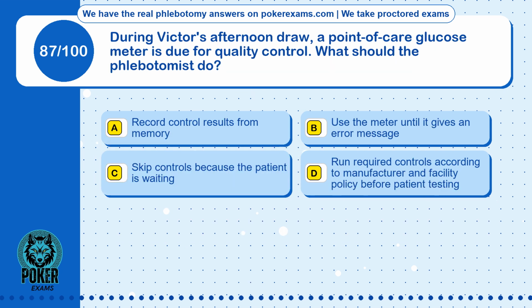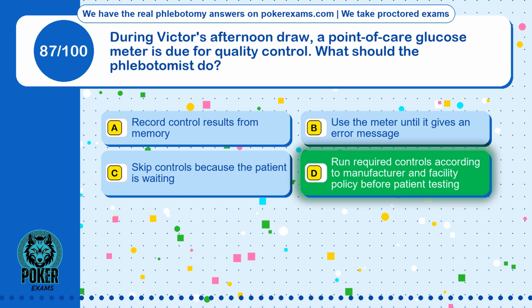Question 87. During Victor's afternoon draw, a point-of-care glucose meter is due for quality control. What should the phlebotomist do? Option A. Record control results from memory. Option B. Use the meter until it gives an error message. Option C. Skip controls because the patient is waiting. Option D. Run required controls according to manufacturer and facility policy before patient testing.